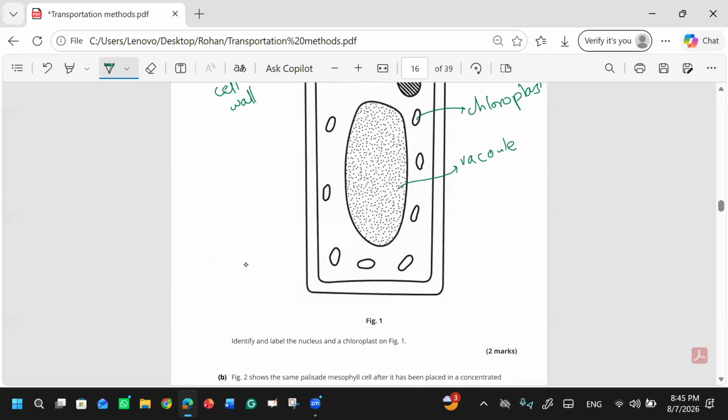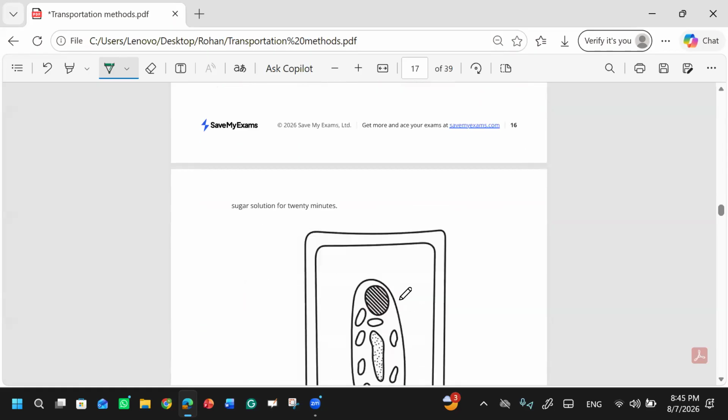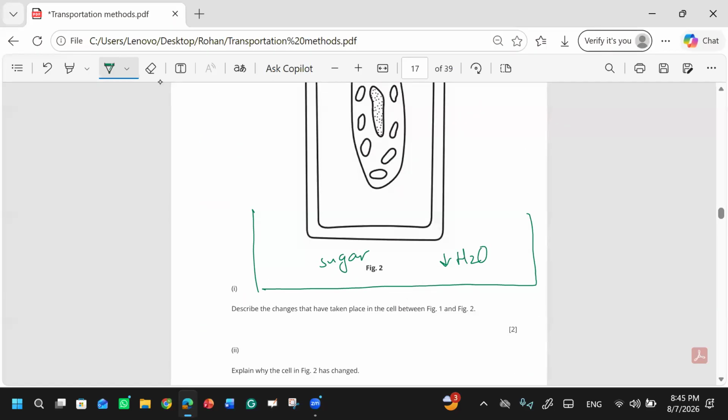Basically you place this one. There is more sugar and less water outside. So what will happen? The water will move out, from the cell to the outside. That's why it is shrunk now, right? Shrunk. Clear?